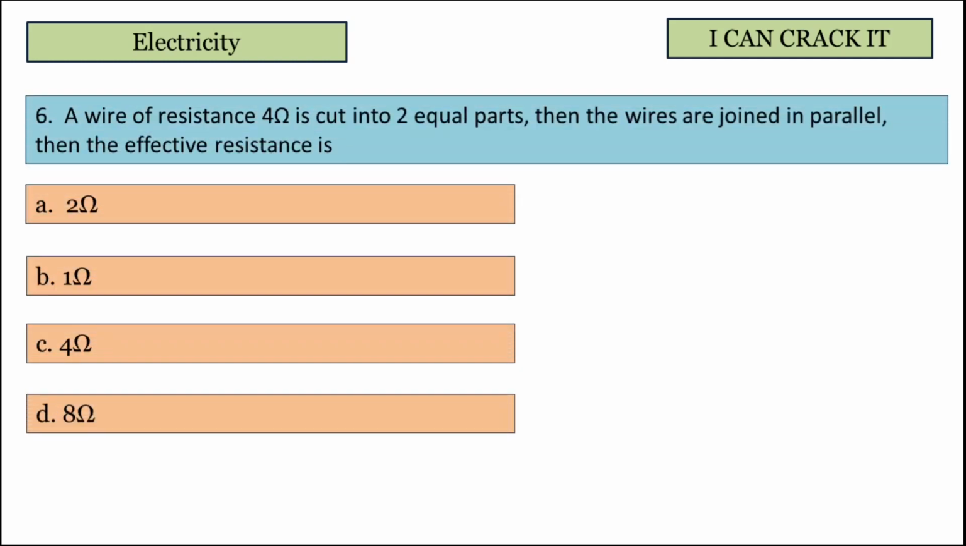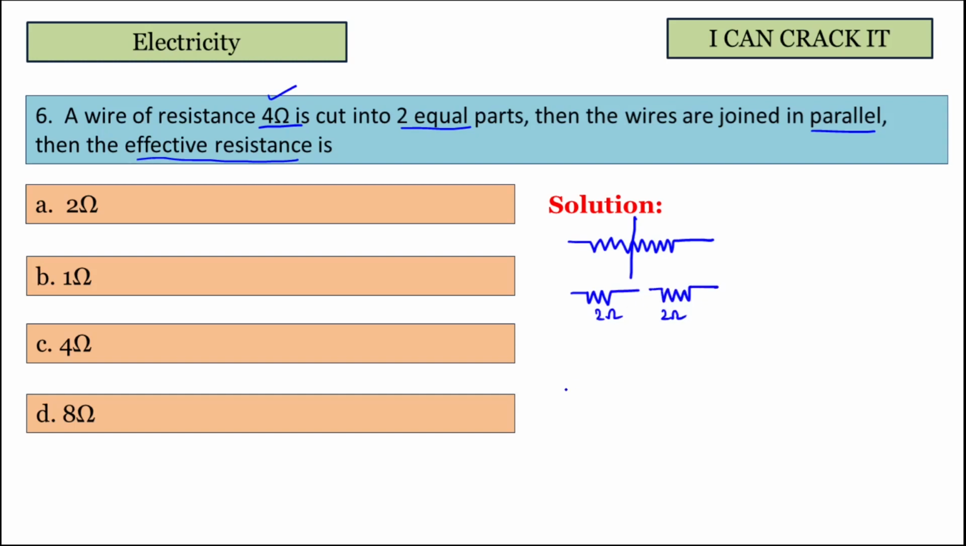Now let's see the next question. A wire of resistance 4 ohm is cut into 2 equal parts. Then the wires are joined in parallel. Then the effective resistance is. See, 4 ohm is cut into 2 equal parts. Let's say this is my resistance. It is cut into 2 equal parts. So then each part will have how much? Each part will have 2 ohm of resistance because it is cut into 2 equal parts. So each resistance will be 2 ohm.